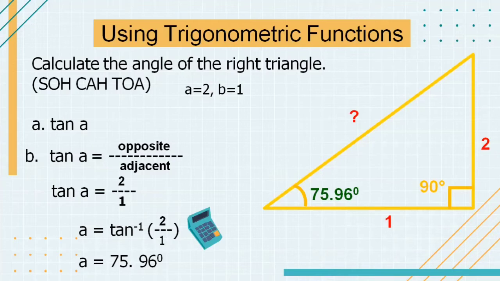75.96 degrees. Now for us to solve for our hypotenuse, using this angle 75.96 degrees, we can use the trigonometric function of sine. So sine of 75.96 is equal to the opposite side, which is 2, divided by the hypotenuse. Now, on your own, I want you to solve for the value of the hypotenuse.